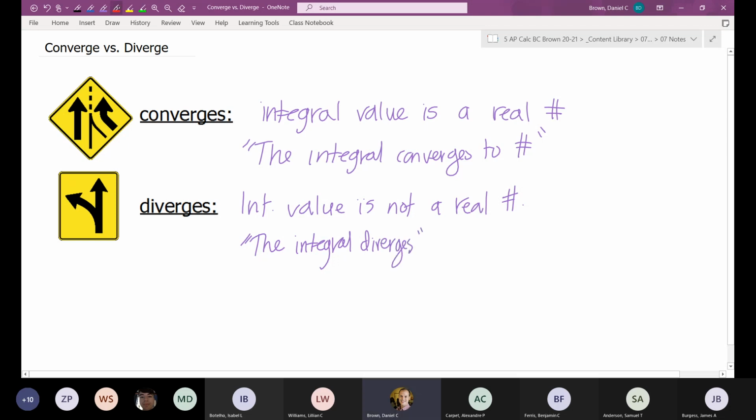And when I say that an integral is not a real number, we're going to see that a lot of these cases are ones where the integral would be approaching an infinity or a negative infinity, or is undefined. So something that's just not a real number, whether it's undefined or approaching an infinity, that's what we're going to say is divergent. Before we look at any of the examples, any questions on any of the vocab I've gone over so far?